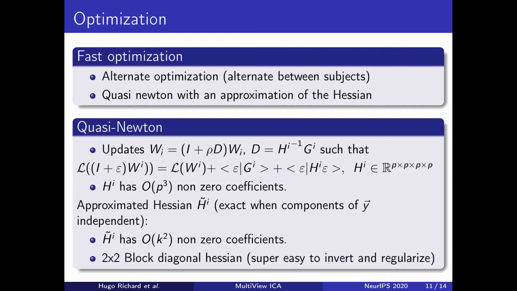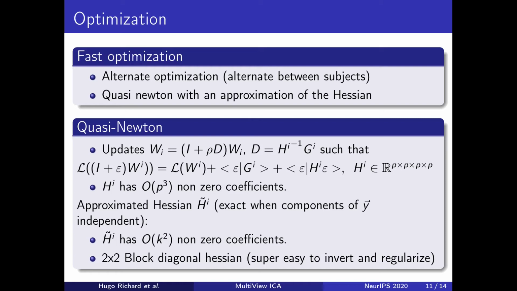To do so, we perform an alternate quasi-Newton. We first fix all unmixing matrices Wi except 1. And for the one that is not fixed, we perform a quasi-Newton step. In our case, the quasi-Newton step takes the form of a multiplicative update that involves a direction which depends on the inverse of the Hessian.